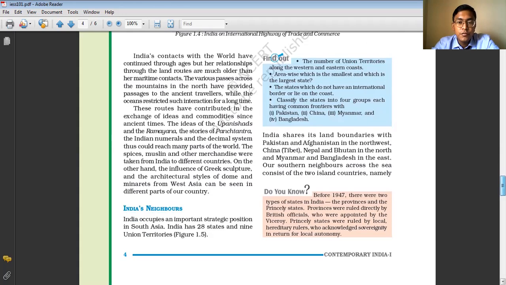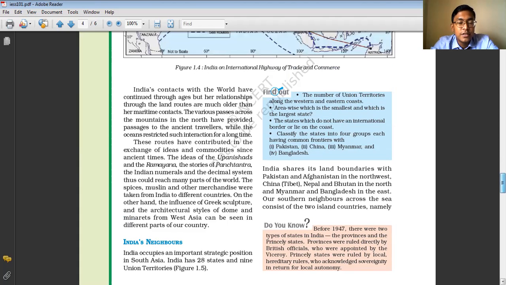Now if we talk about the neighboring countries of India, India is a country separated into many subdivisions in the form of states and union territories. We have 28 states and 9 union territories; it is mentioned here as 9, but in some books you will find 8 union territories mentioned, because Daman and Diu and Dadra and Nagar Haveli have been merged.